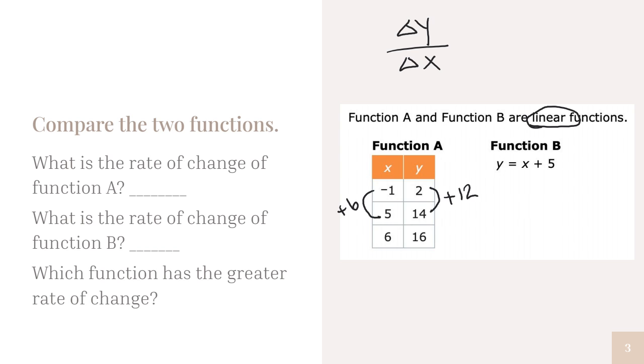That is plus 6. So then my change in y is 12. My change in x is 6. And if I do 12 divided by 6, that equals 2. So the rate of change of function A would be 2.